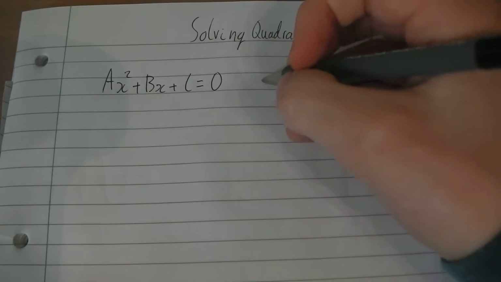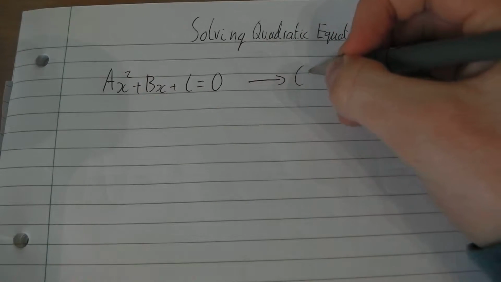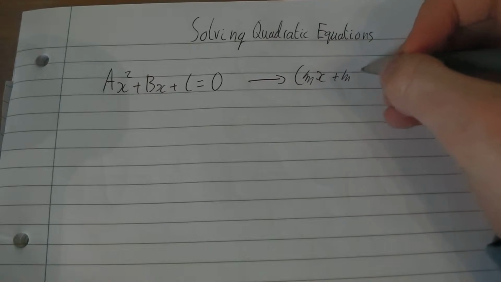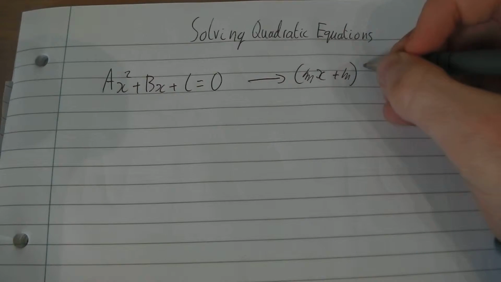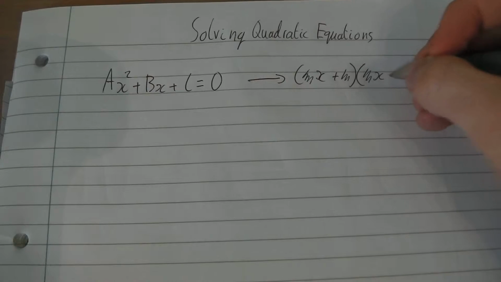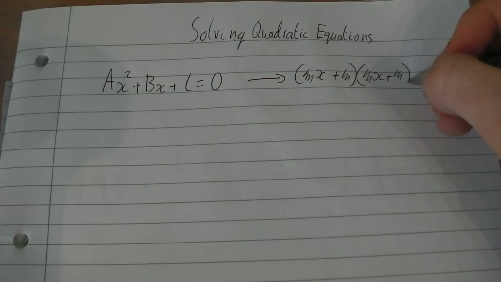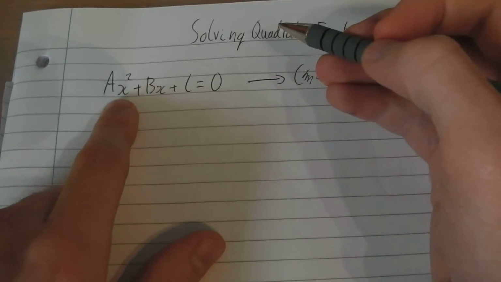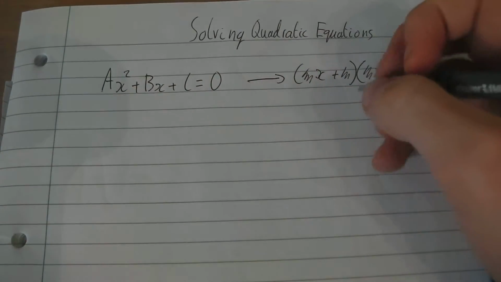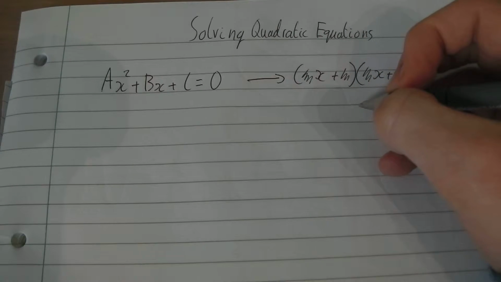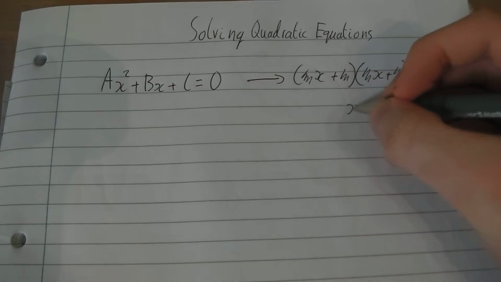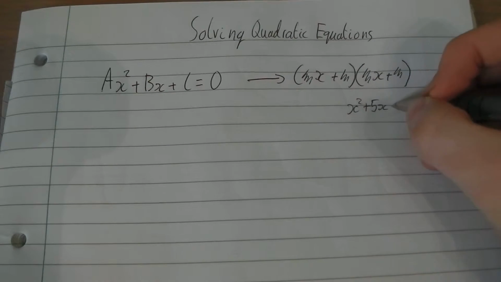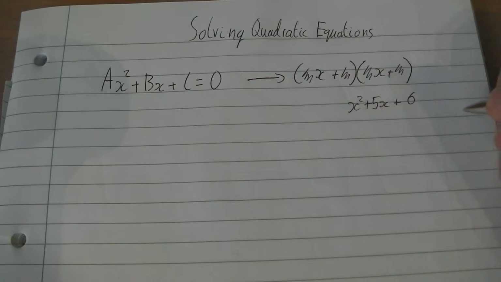Factorisation is turning this equation into a form where you have something times x plus something, where these somethings are numerical values, times exactly the same. And then when you times these two together, you get this equation here again. So my example of this is going to be for the equation x squared plus 5x plus 6.